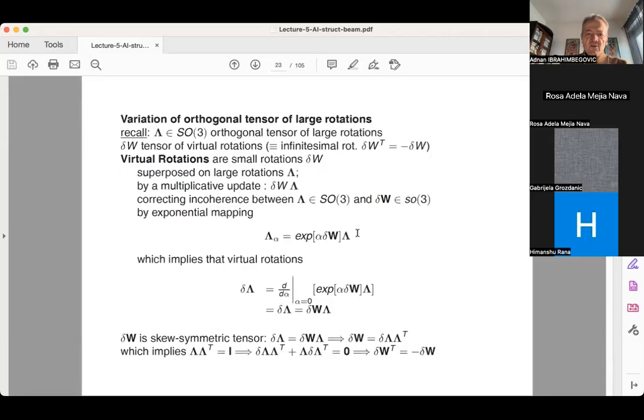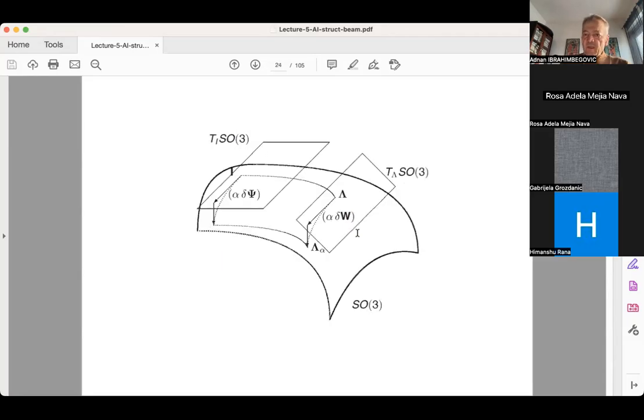So once we understood large rotation, we worked out the material picture. That is when you do variation at identity, and then you travel to the deformed configuration, and also the spatial picture, that is where you first travel by the rotation to the deformed configuration.